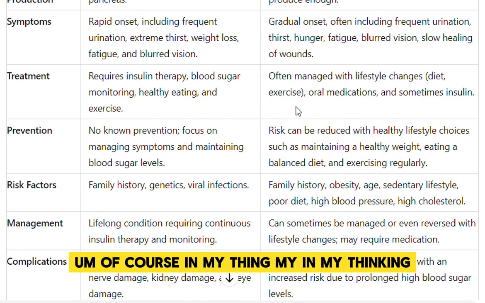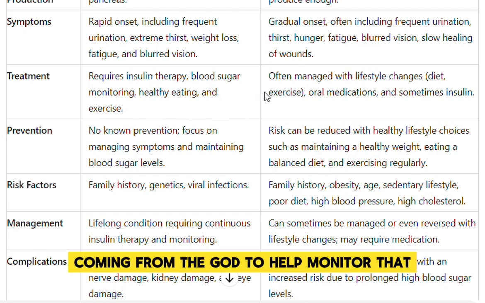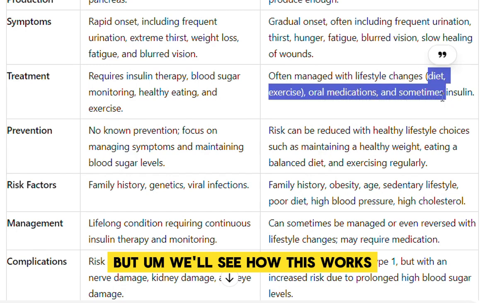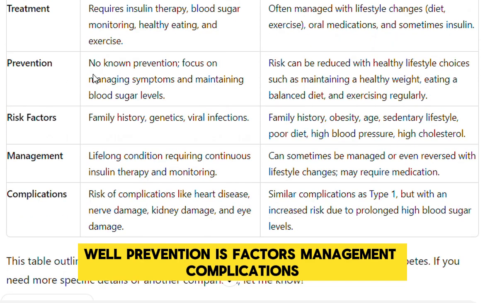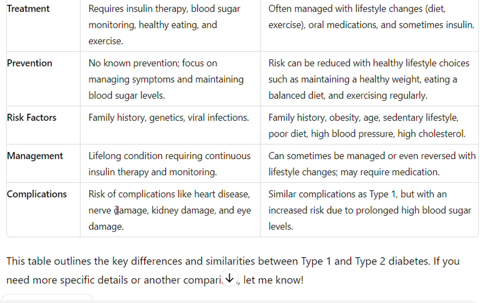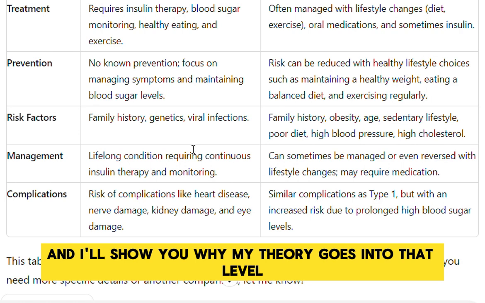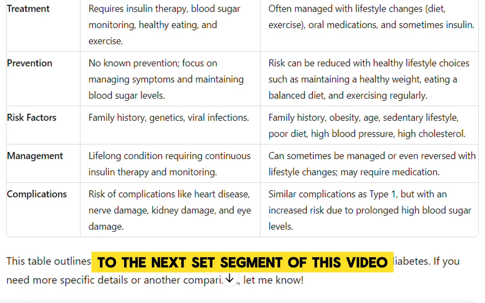Of course, in my thinking, you practice things like using lime to control blood sugar coming from the gut to help monitor that. But we'll see how this works, and I think my theory goes down there well. Prevention, risk factors, management, and complications. So the complications would spill out, and I'll show you why my theory goes into that level. So let's go to the next segment of this video.